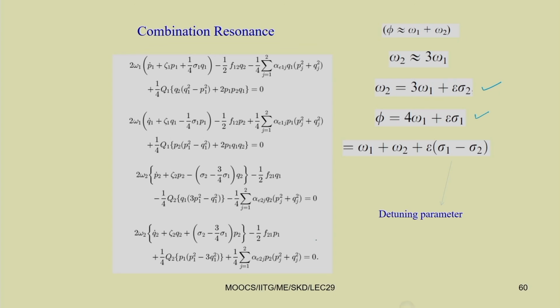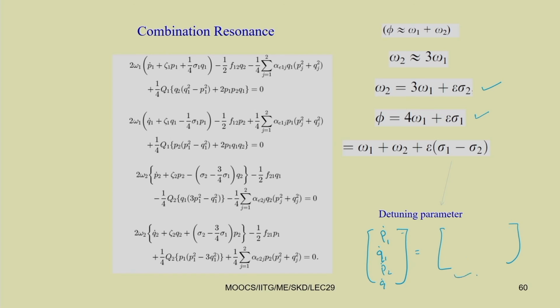We can get this equation. For this combination resonance we get a set of equations, and by putting P dot, Q dot, P1 dot, Q1 dot, P2 dot and Q2 dot equal to 0 for steady state, we can find the response, and also by perturbing these equations. Writing the equations in this form, that is P1 dot, Q1 dot, P2 dot and Q2 dot equal to the functions, then by perturbing this we can get the Jacobian matrix.